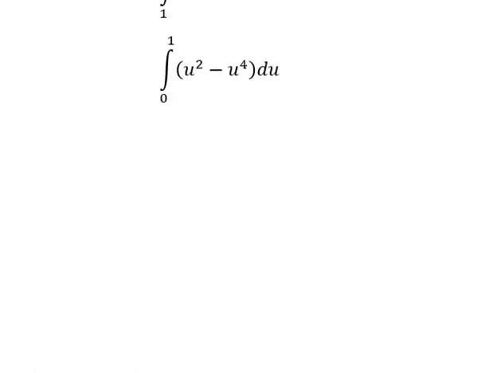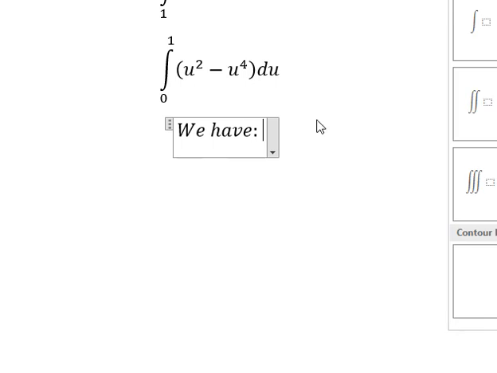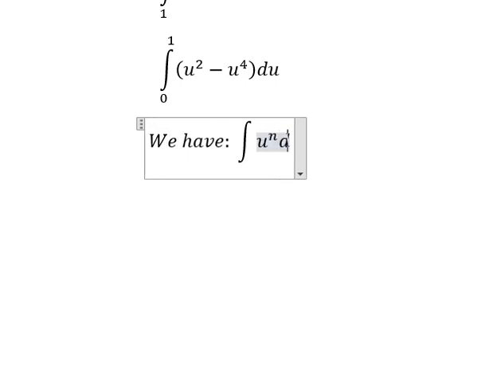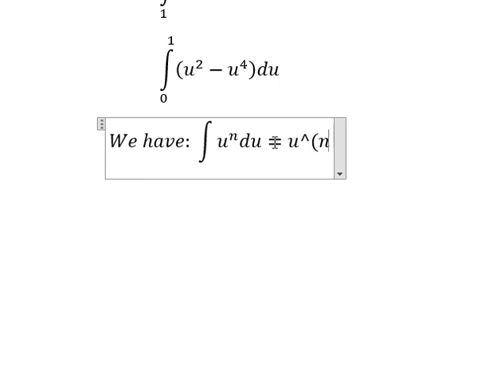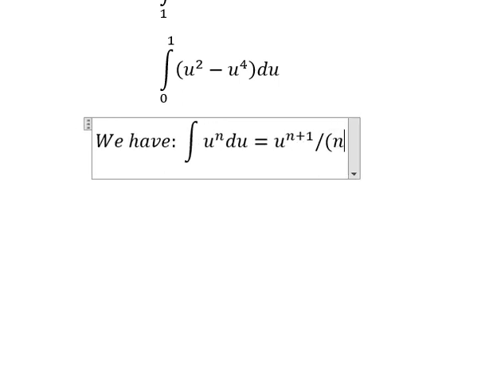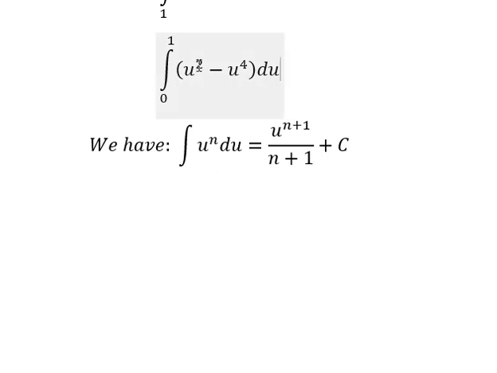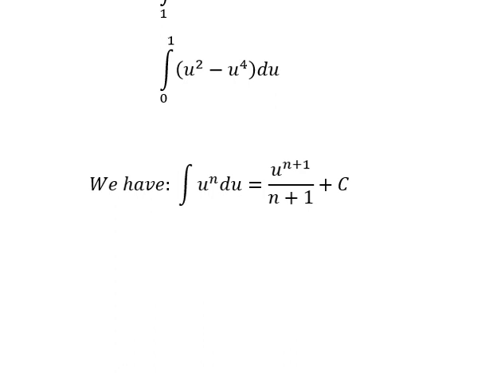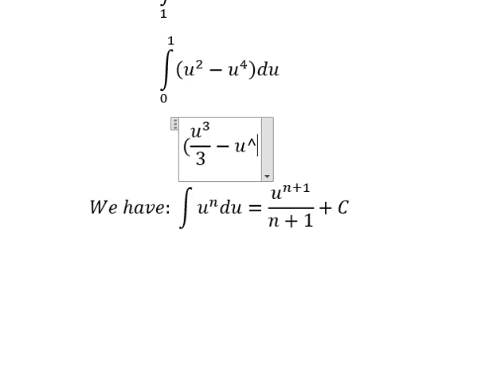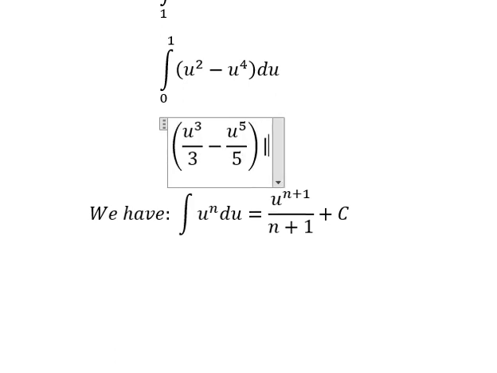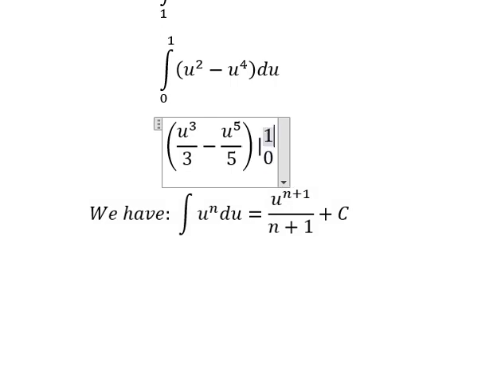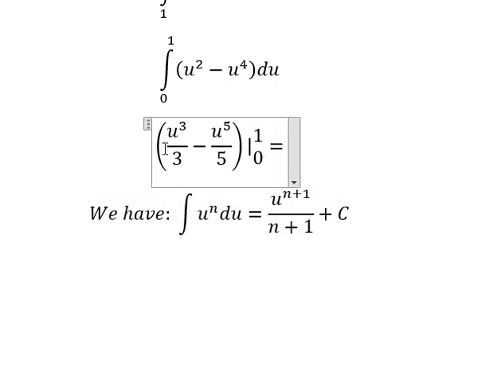Now we have the formula in here. So we put 2 in here, so 2 plus 1 we have 3. And now we have u to the power of 3 over 3. And the second one is about 5. So I will put the bounds from 0 to 1. And now we have like this.